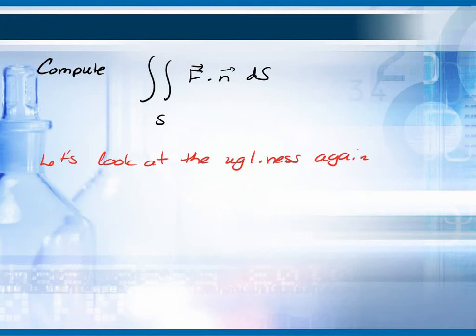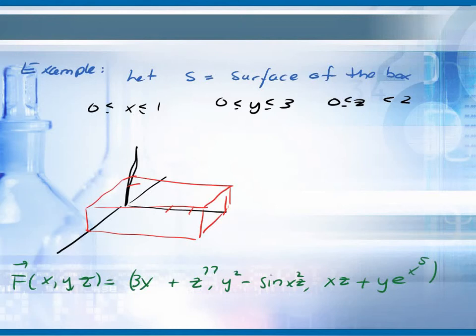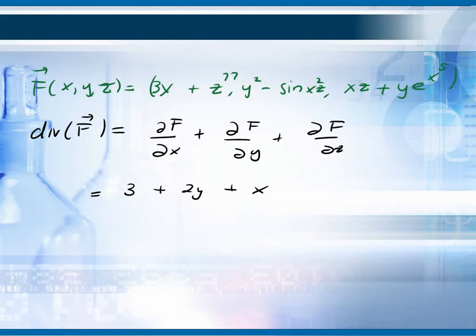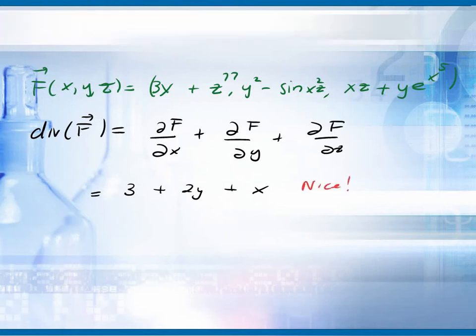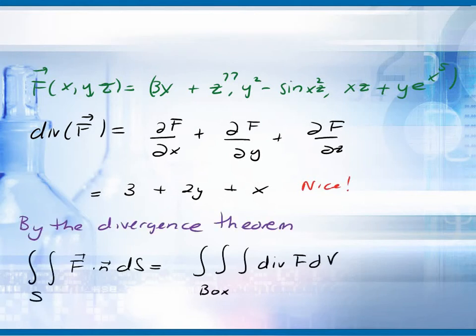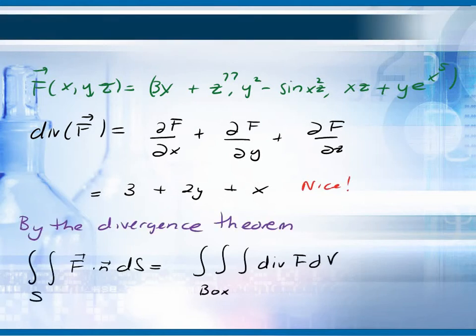So let's say you have that scary vector field, and you wanted to calculate the flux across the boundary. Well, let's look at that ugly thing again. That's what we have. The divergence of that ugly thing is not bad, as you noticed. If you take the derivative with respect to x, and then add the derivative with respect to y of the second term, and add the derivative with respect to z of the third term, it really doesn't look so bad at all. So it's actually nice. But what the divergence theorem tells you is that the flux across the boundary is equal to the integral of the divergence of f dV, and you're integrating over the box.